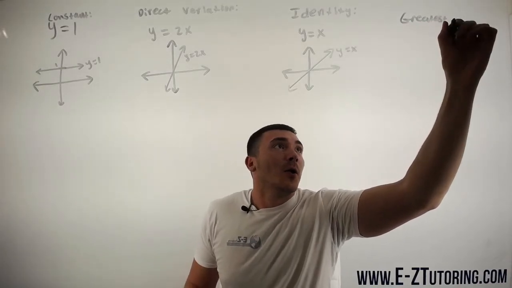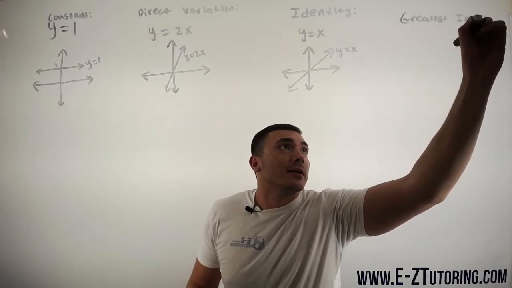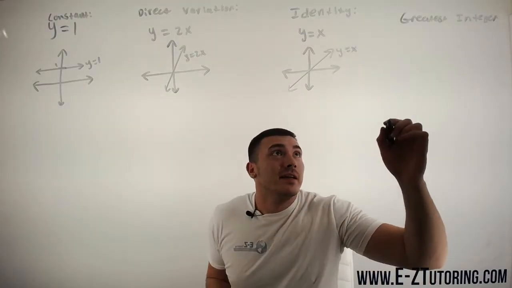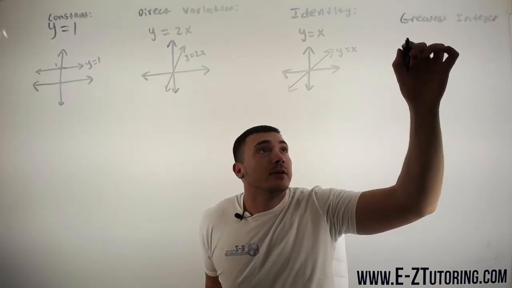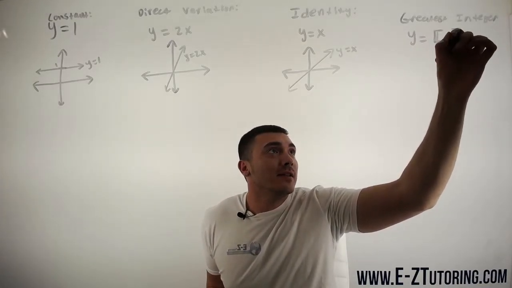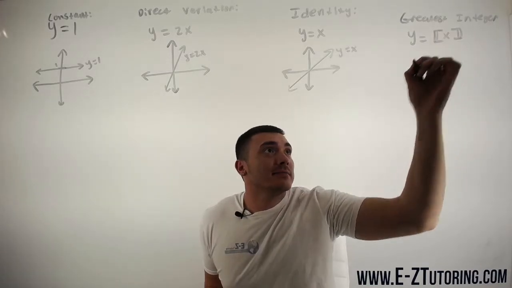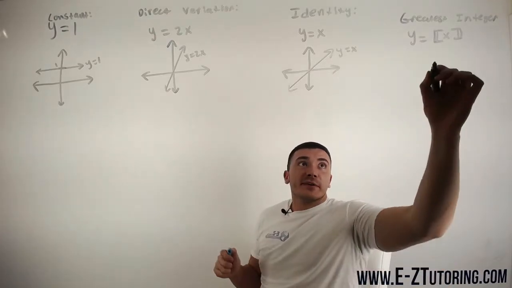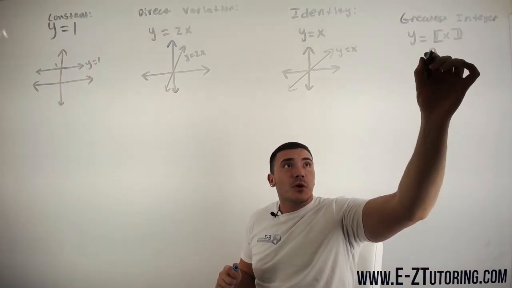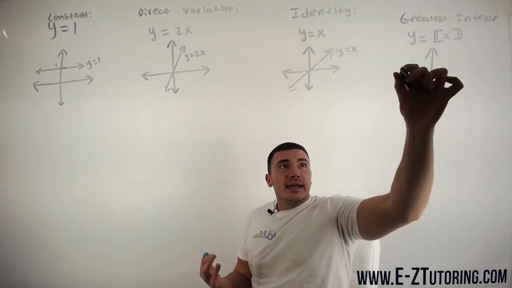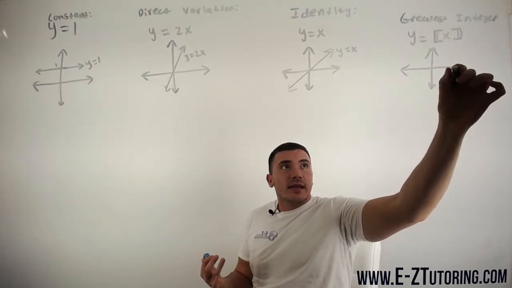All right, and then we will have the greatest integer function. Greatest integer. And this is noted by y equals, then you have this weird looking symbol with x. So this is a very interesting function. The way this symbol works is it finds the next greatest integer.